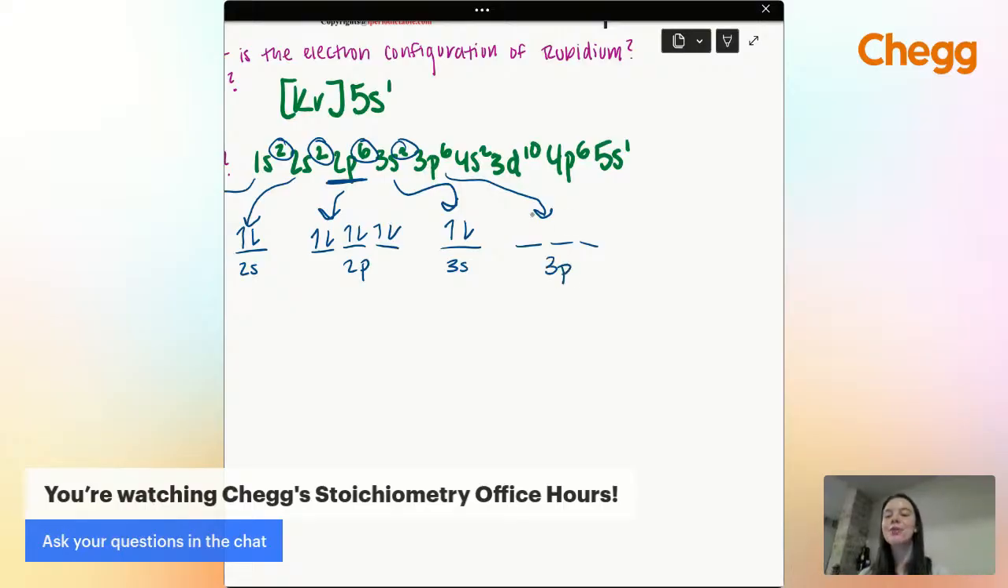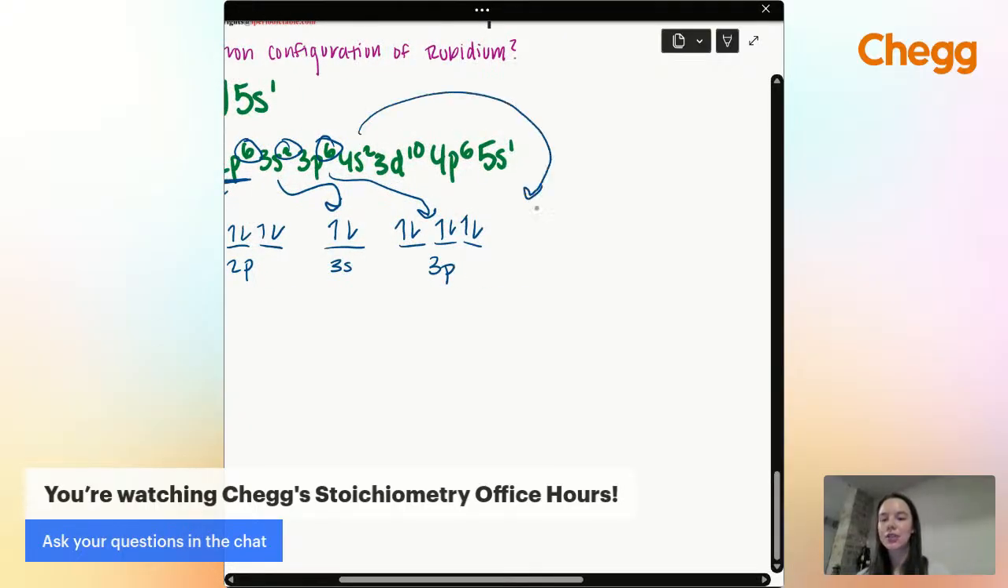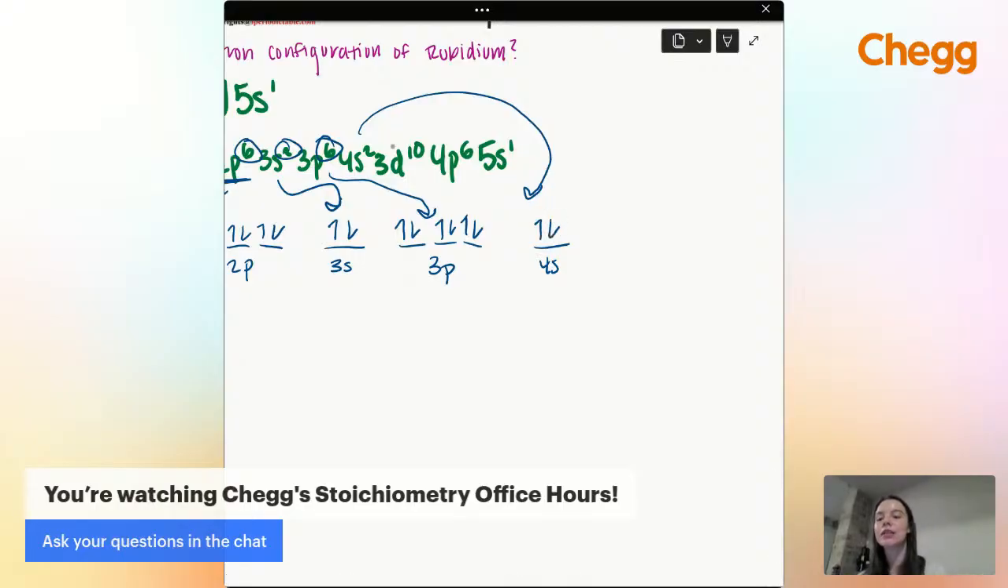So 3p, we have 6 electrons. Up, down. Well, I should do ups first, but since it's full, up, down, up, down, up, down. For 4s2, we have 4s, so we do an up and then a down because there's 2.